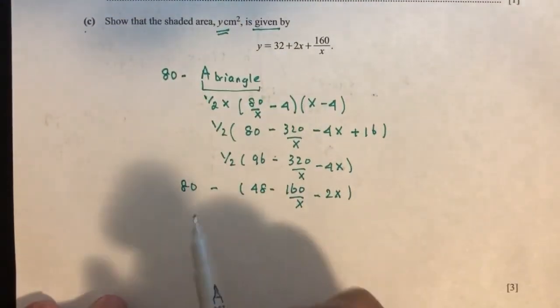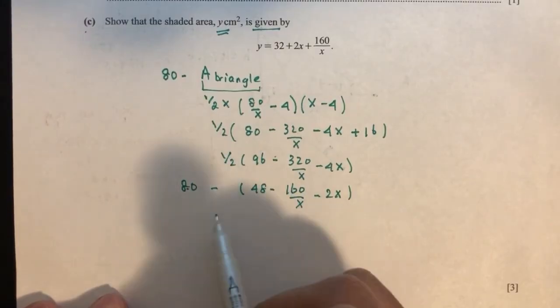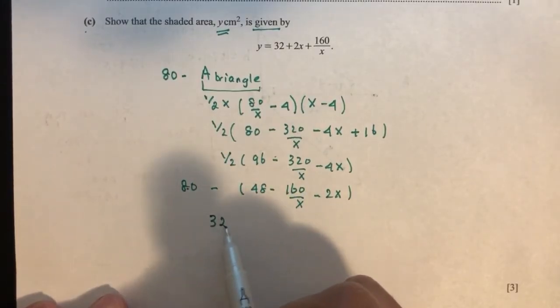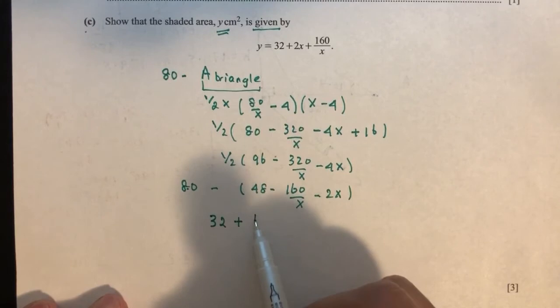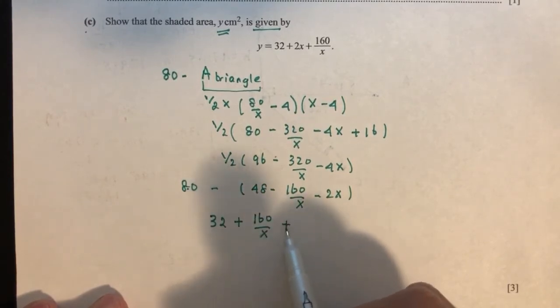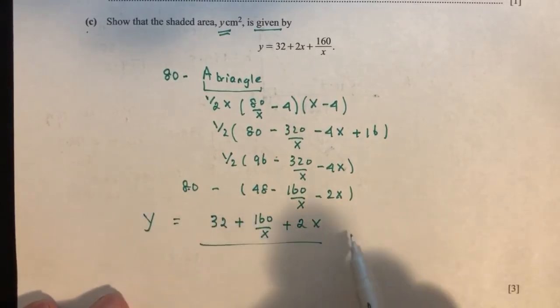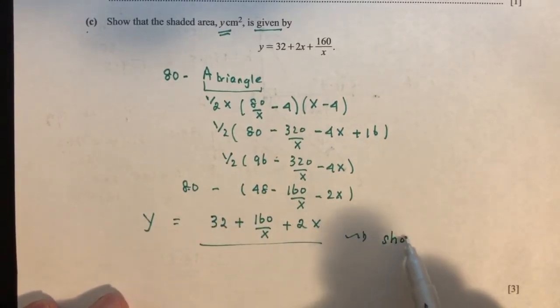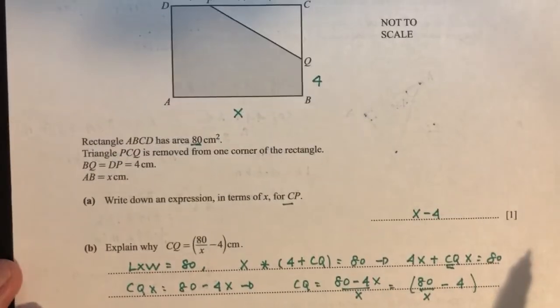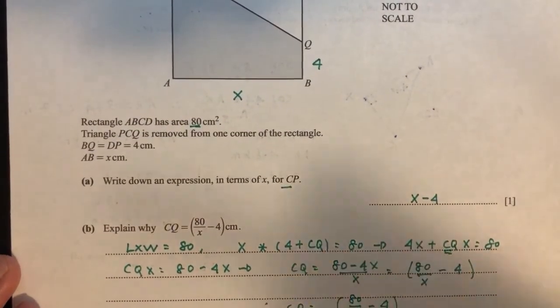So what do we have? Expand. 80 minus 48 will be 32, becomes plus 160x plus 2x. So y is equal to this, as it is shown as required here. That is part C. Now we're going to do the part D of the question.